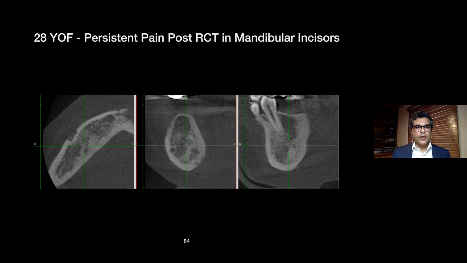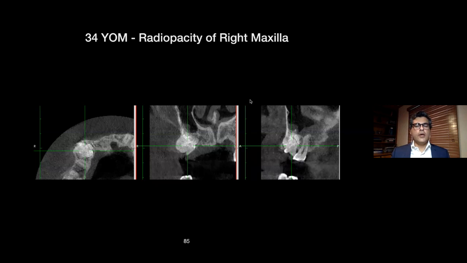This is a radiopacity of the right maxilla in a 34-year-old female. I think most of you probably would recognize this. This is an odontoma, and a complex odontoma at that. You can also call it a compound odontoma because you can still see these denticles in there, like a bag of teeth. And it is causing expansion of the buccal labial cortical plate and also the lingual cortical plate, and also probably causing some resorption of the premolar.